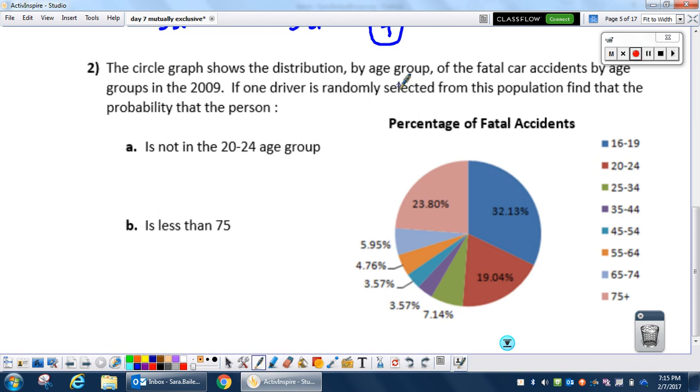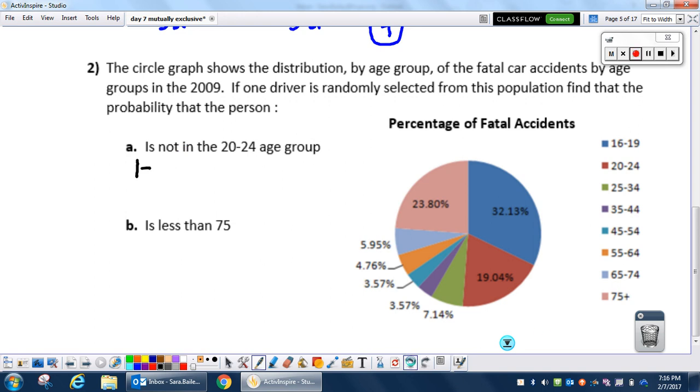So we have, as I said before, your book has very strange graphs. This graph represents the percentage of fatal accidents, and it's shown through age groups, so you can't see too well on your graph, so hopefully you can kind of transfer the picture through. So you want to know the probability that they are not in the 20 to 24 age group. So if they aren't in that age group, you think with 1 minus the probability that they are.